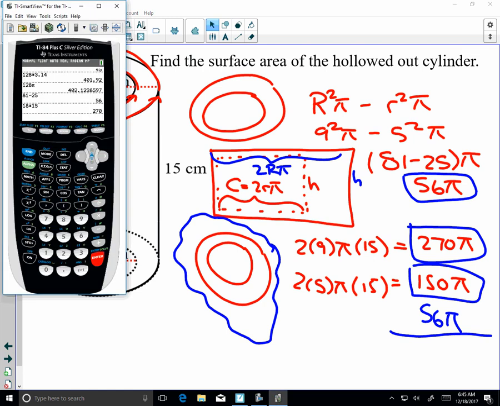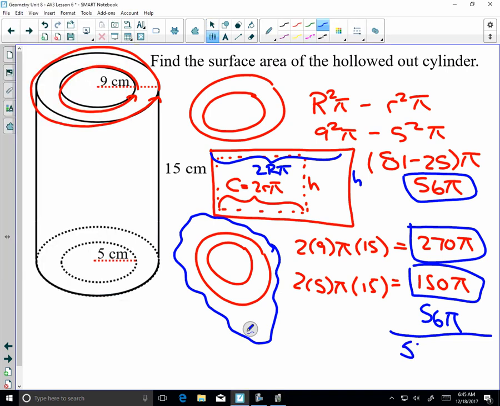And then to finish up, we're going to put all these pieces together. So 270 plus 150 plus 2 times 56. And we get a total surface area for the object of 532 pi. And then we're always looking at our units. We've got centimeters squared. So that was finding the surface area of a cylinder, surface area of a cone, and then the surface area of a hollowed out cylinder.